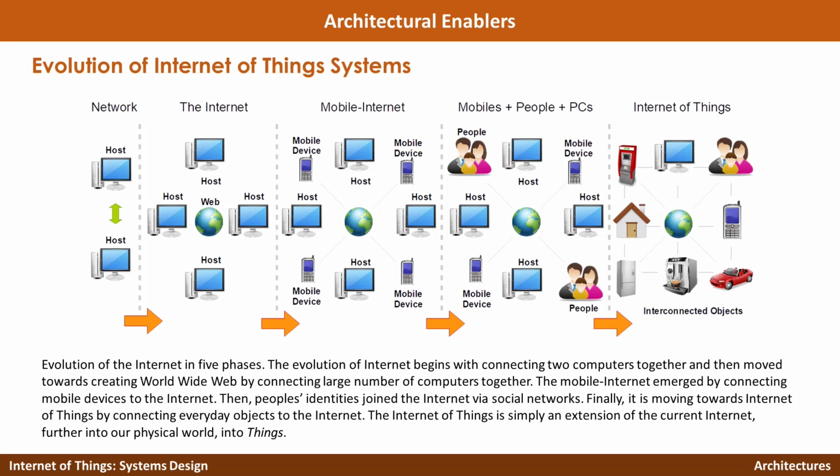And then we move to the Internet of Things, where now more and more physical devices like vehicles, coffee machines, refrigerators, homes, and all these kinds of devices are interconnected through the internet. So this is how we moved from the network to the current form of the Internet of Things.